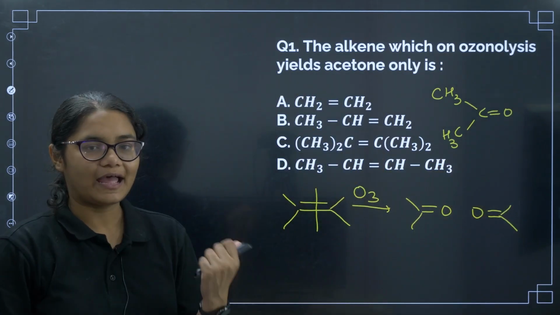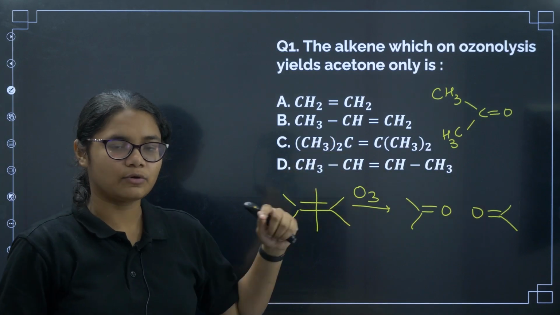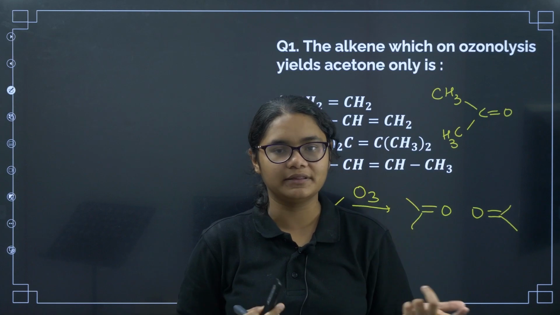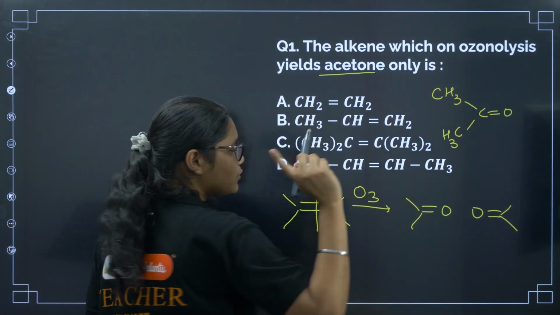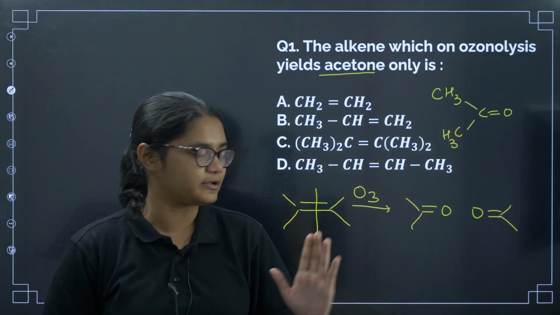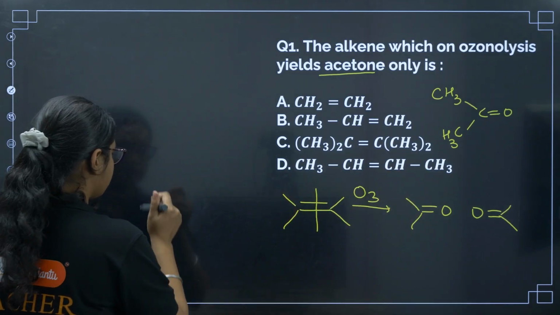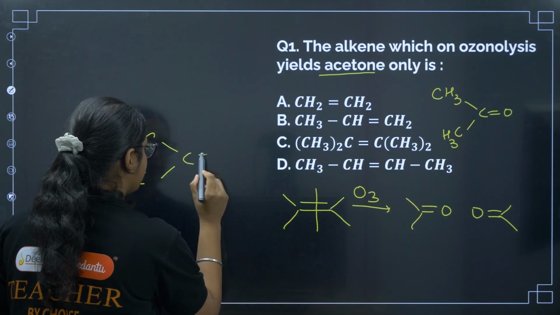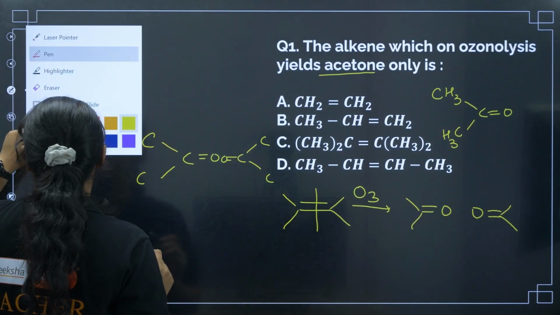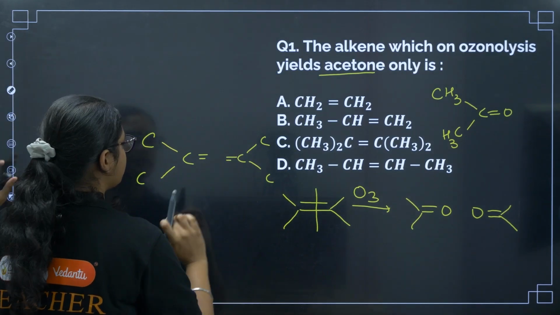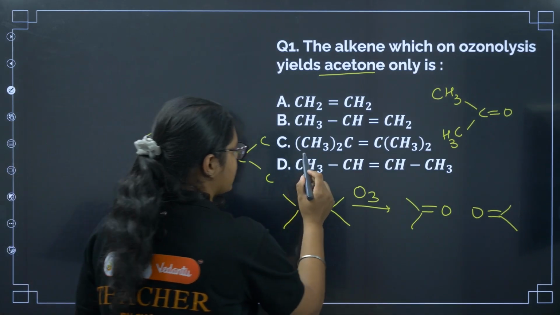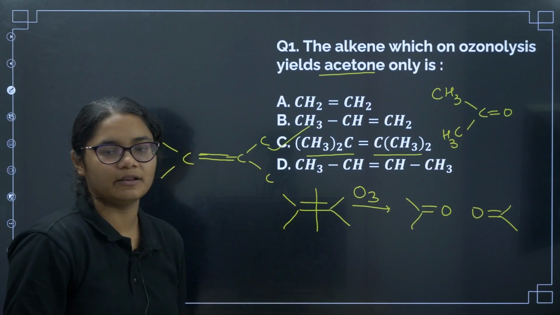Whenever you want to find the alkene from the acetone, or from the product, the trick is you have to keep both the oxygens together, then remove the oxygens and join them with a double bond. The question says it yields only acetone, meaning whenever ozonolysis happens we get minimum 2 products, because the alkene has to break. So 2 acetones are formed. If I do it like this, we get 1 acetone here and 1 acetone here, right? Now we will remove these oxygens and connect the carbons with a double bond. So we will get this one. Which compound is this? You can see option number C. So the correct answer for this question will be C.